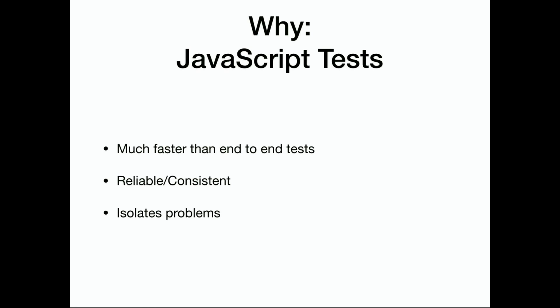Okay, next up, JavaScript tests. Much faster than end-to-end tests. That's the main reason we write them. Second reason we write them, they're reliable, they're consistent. Because you're not talking to databases, you're not relying on web browsers and all of that sort of thing, they don't tend to just fail for no reason. And the other advantage to them is that you can isolate problems really well with JavaScript tests. Because you're testing only one part of the application, and often you know it's like these inputs go into this component, and then these outputs should come out. It's easy to tell where the failure is when you get an error.